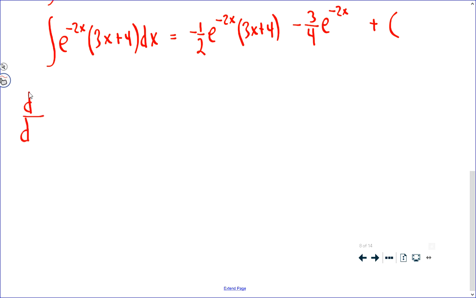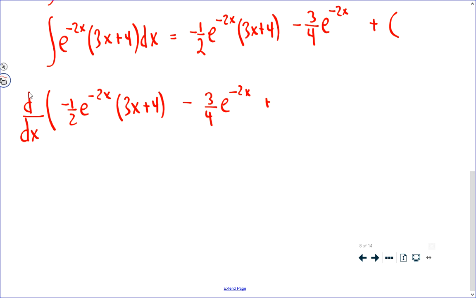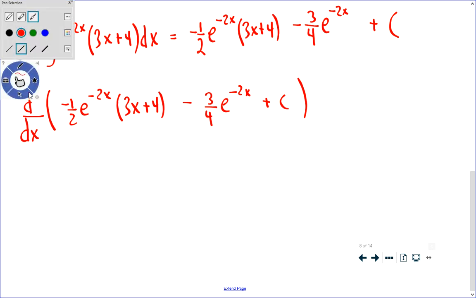The derivative with respect to x of -1/2 e to the negative 2x times 3x plus 4 minus 3/4 e to the negative 2x plus our constant. That's what we're working on. By the way, I believe as a teacher that when you see how the derivative of our answer is found, you might gain a deeper understanding of why this method is working. I'm going to have to use the product rule. When I differentiate this entire term, -1/2 e to the negative 2x times 3x plus 4, I have to use the product rule.